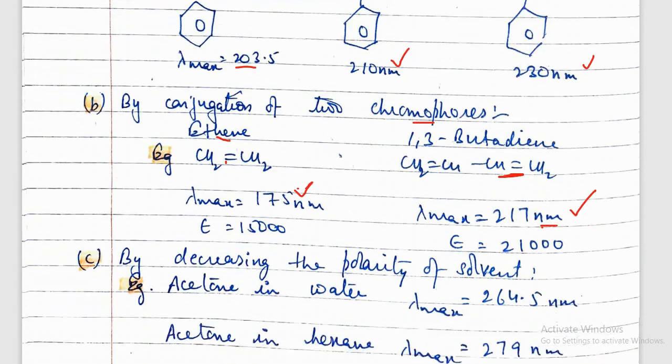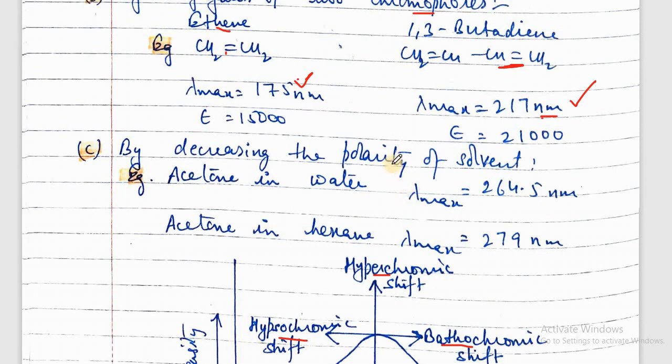Third is by decreasing the polarity of the solvent. As we have already seen, when acetone is taken in water, the absorption maximum takes place at 264.5 nanometers, but when it is a non-polar solvent, hexane, it is around 279 nanometers. So by decreasing the polarity, that is, replacing water by hexane, the lambda maximum increases, it now becomes 279 nanometers.